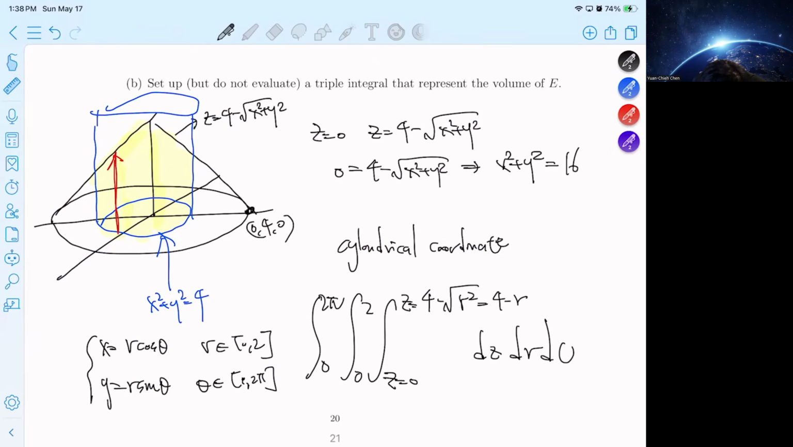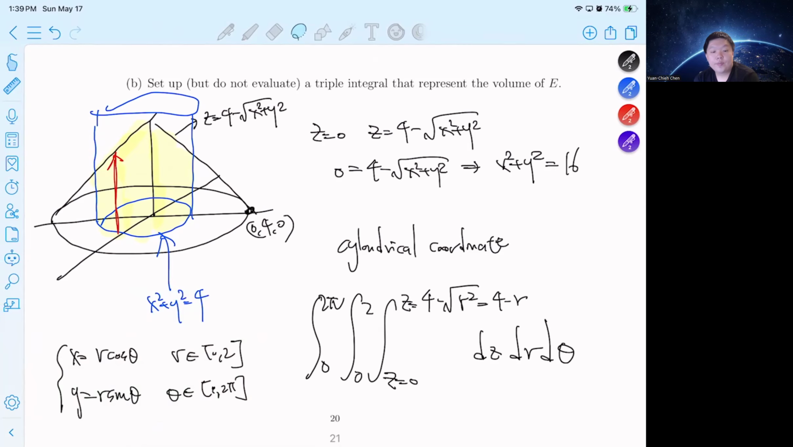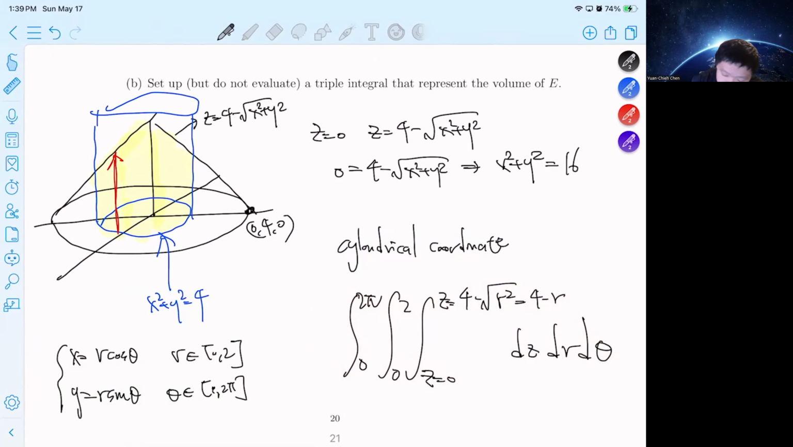So please pause your video for 2 seconds. Am I done? Is this the correct setup? I'll give you 3 seconds. 1, 2, 3. The answer is no, since we missed an r here.